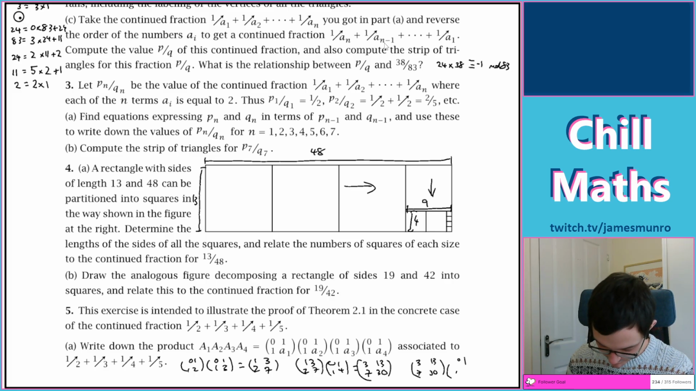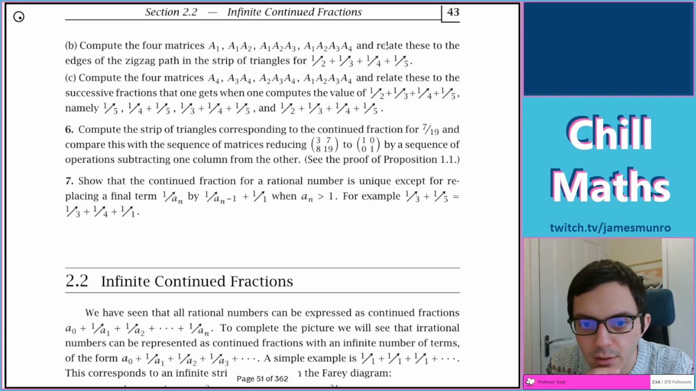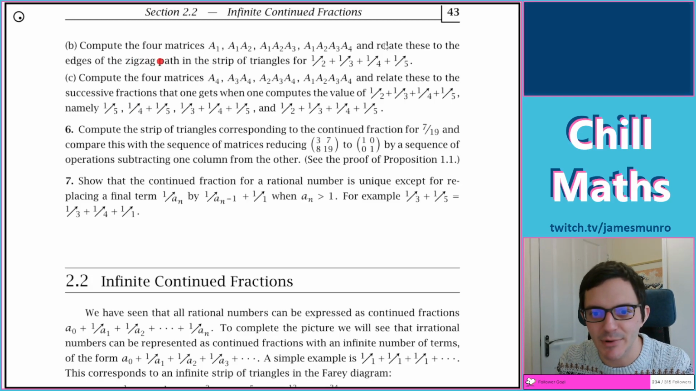0, 1, 1, 5 gives me, 0, 1 picks out the second column. 1, 5 gives me one of these, 5 of those, 50, 65, 68, 157. Feels unlikely, but here we are. 157. Okay, maybe it's 13, 30, 68, 157 in that lower right corner. 4 matrices. Oh, I did those. Related to the edges of the zigzag path. These are the conversions.